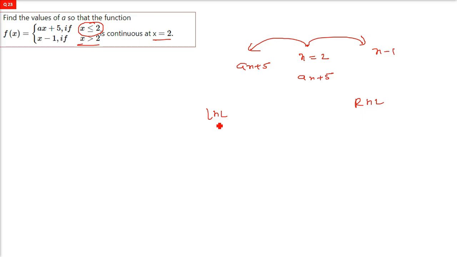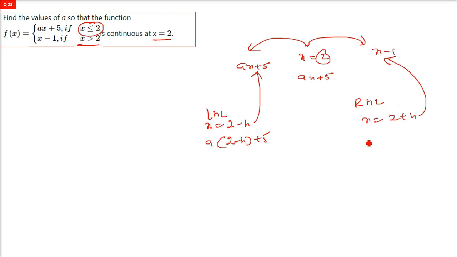RHL, LHL. For the left hand limit, you will put x as 2 minus h. h is a very small number, which is nearly 0 but not 0. So x is 2 plus h on the right hand side. So we put this here: a into 2 minus h plus 5. Here x is 2 plus h, so 2 plus h minus 1. Here you'll get 2a minus ah plus 5, and here 2 minus 1 is 1, so 1 plus h.